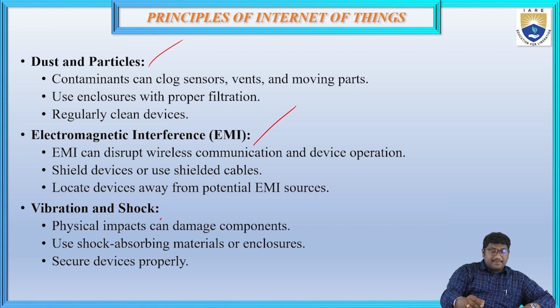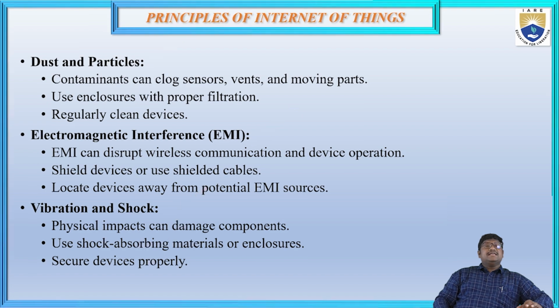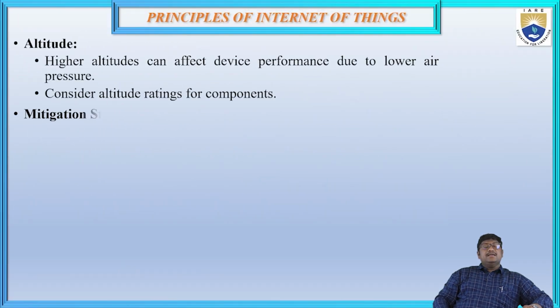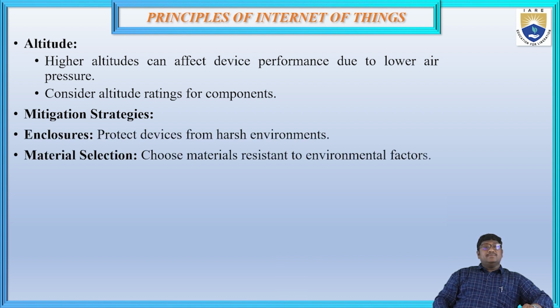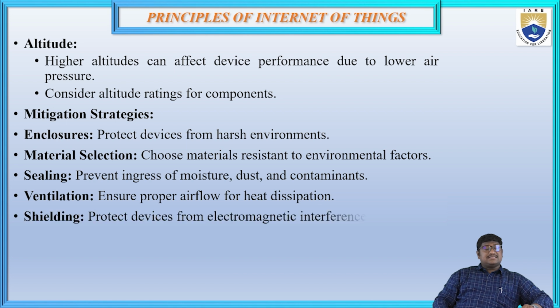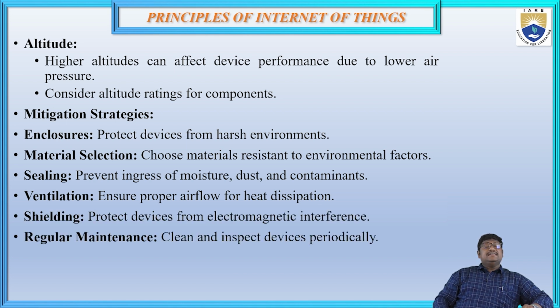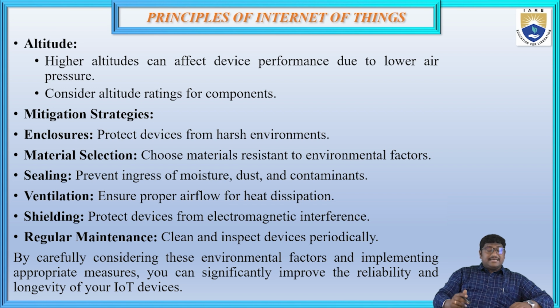and shock. Due to vibration and shock, we need to verify the physical impacts which can create damage to the installed components, and use shock absorbing materials or enclosures whenever you are installing. And you need to secure the device properly. These are the things which we need to take care of. And coming to altitude, high altitudes affect device performance due to low air pressure, so consider the altitude ratings for components. And also mitigation strategies such as enclosures, material selection, sealing, ventilation, shielding, and regular maintenance. These are the mitigation strategies.